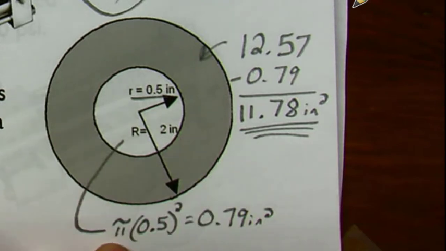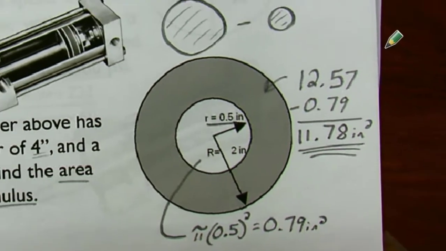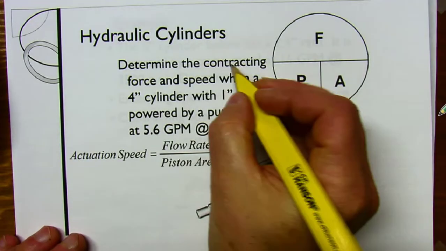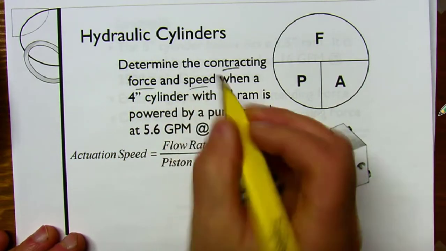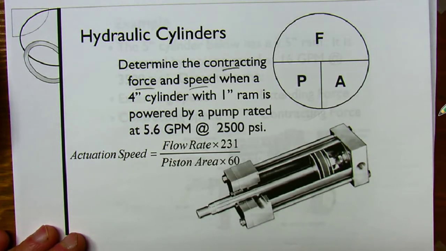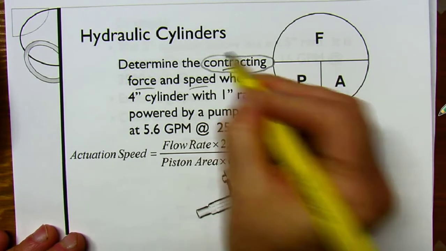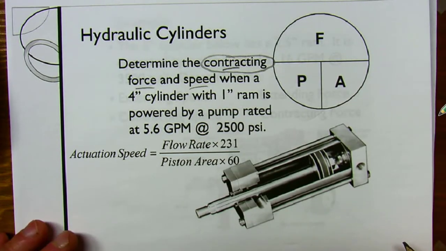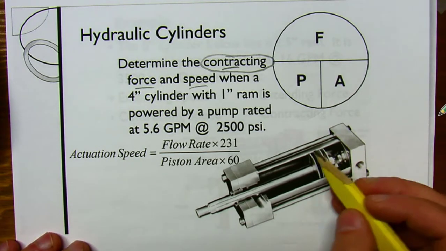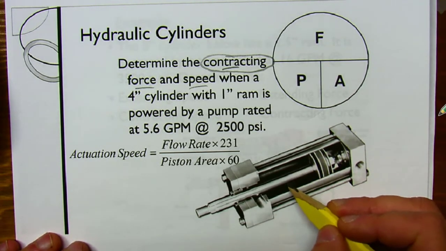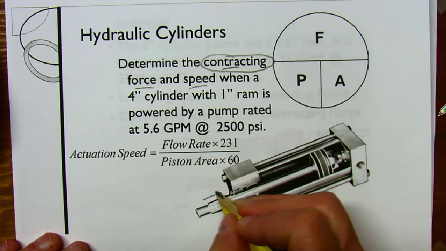That's the number we can use to figure out what the speed and force are when we're pushing the ram back into the cylinder, or when we're contracting. So let's do that. Let's determine the contracting force and the speed. Same two questions we did earlier, but this time we're dealing with the contracting force, so we're trying to push this thing back in. Now, philosophical question: is this thing going to have more or less force when it's pushing the cylinder back in?